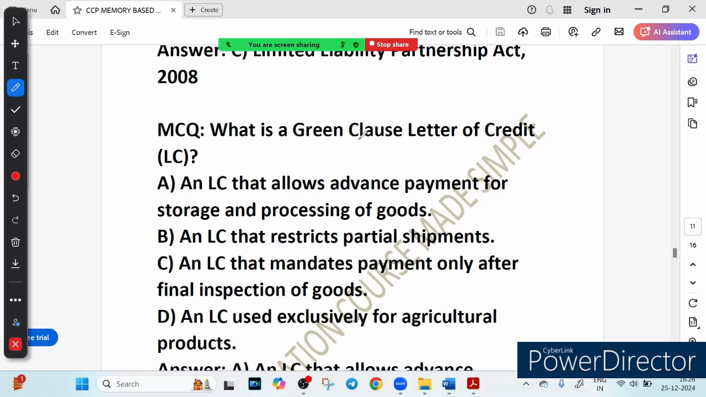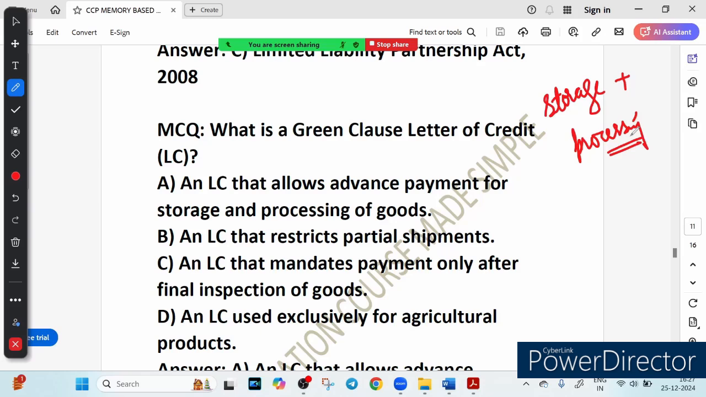The exporter will receive the advance payment for certain goods, and the advance payment is specifically for storage and processing of goods. You will receive advance payment, but what is it for? It is for the storage plus processing of goods, ensuring that the exporter has the necessary funds to take care of the goods before they are shipped. This is particularly useful in scenarios where goods need to be stored or processed for a significant time before shipment. It happens that in some products we have to store the goods and process the goods for a significant time before shipping them, and for such cases the green clause LC plays a fruitful role.